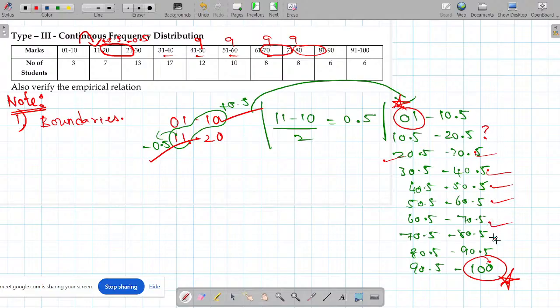So this is okay. Now tell me why I have to write this as 100.5 and why I have to write this as 0.5.